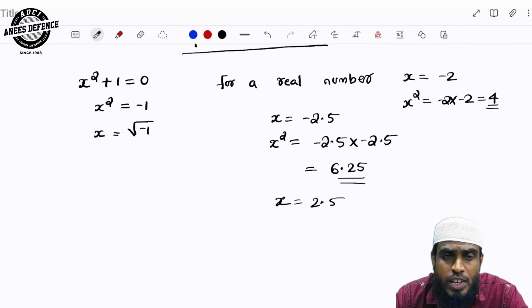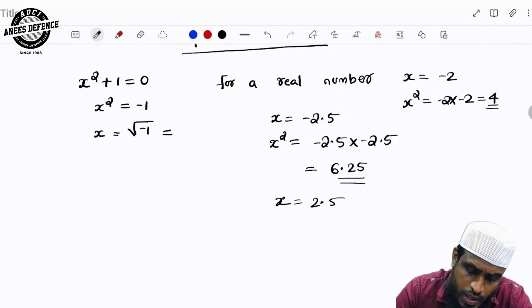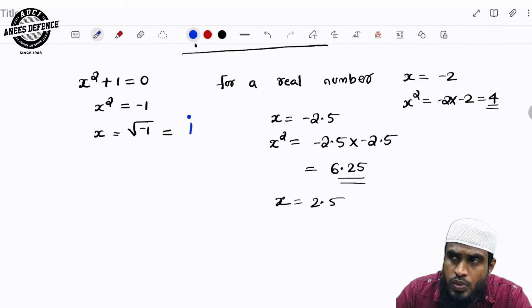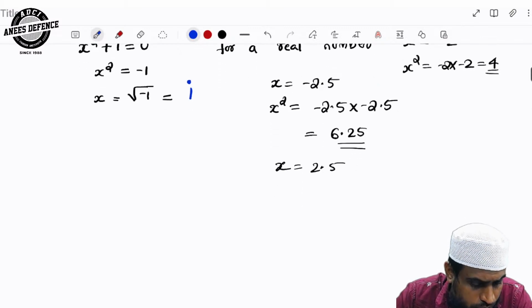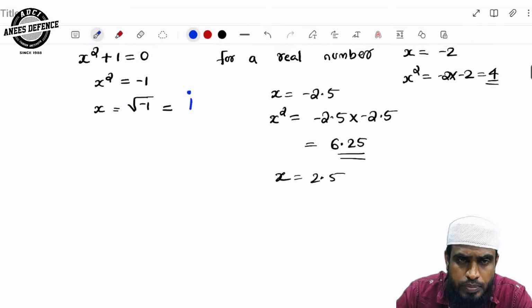So x square is equal to minus 1 means, if I am taking square root on both sides, x can be written as root of minus 1. This root of minus 1 is represented as iota. So x is equal to i, which is represented as iota. Now we will check some examples of iota.